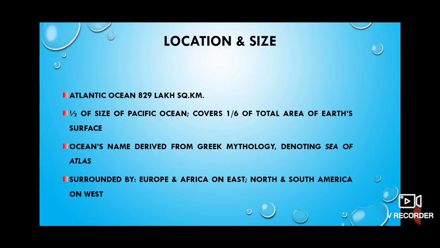The Atlantic Ocean is the second largest ocean in the world after the Pacific. It covers an area of roughly 82.9 million square kilometers, which is about half the size of the Pacific Ocean, and covers 1/6 of the total area of Earth's surface. The name Atlantic Ocean was first found in the writings of Herodotus dating back to 450 BC. Hence, it is believed that the ocean got its name from Greek mythology, denoting the Sea of Atlas.